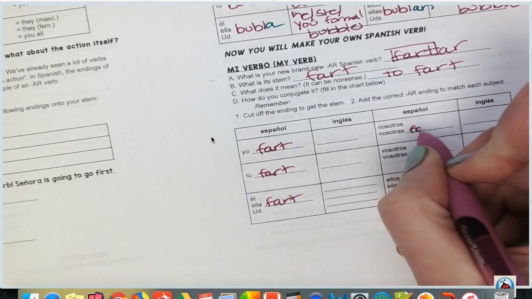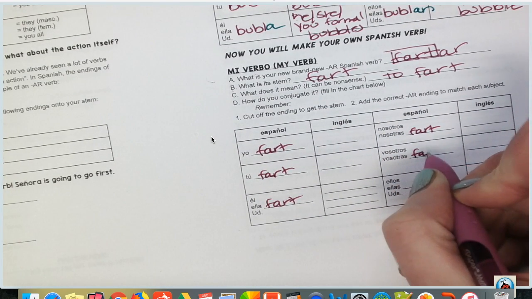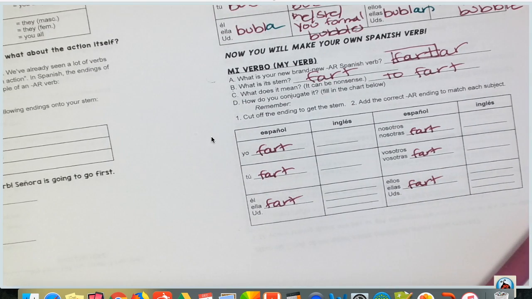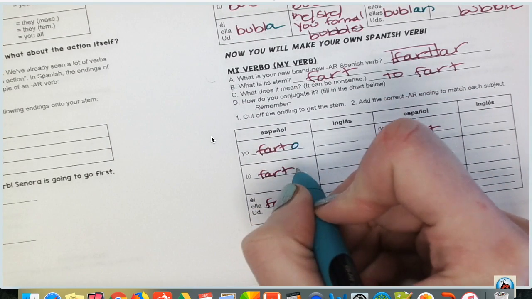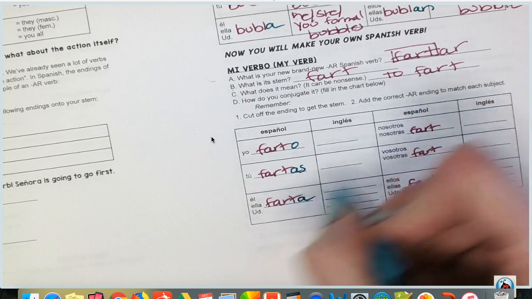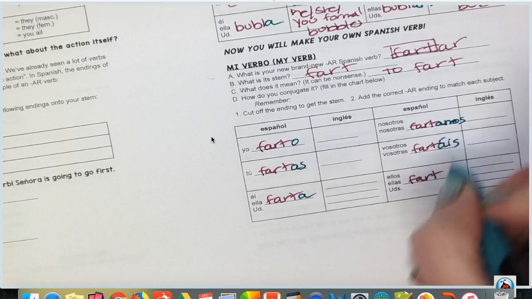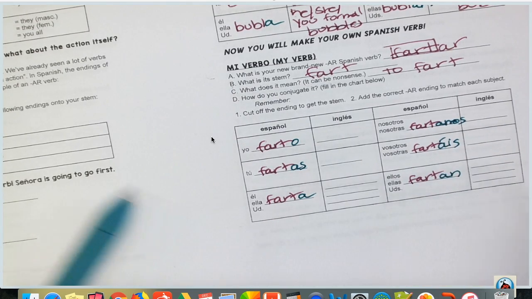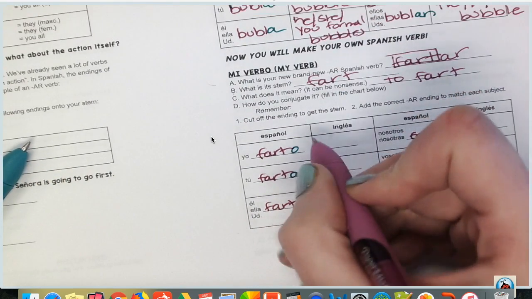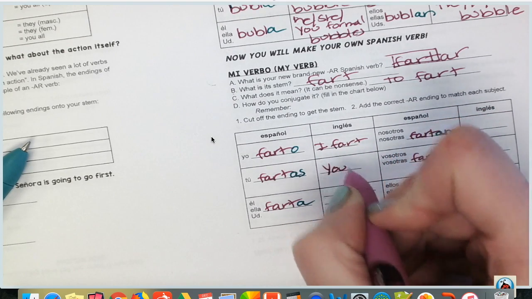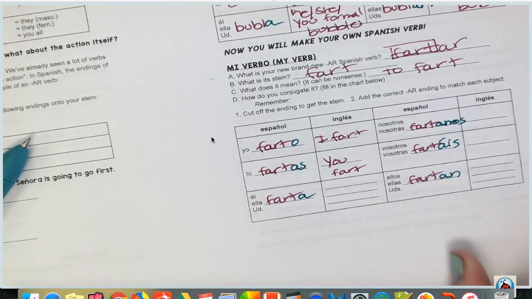And again, don't copy this down. You're making your own. I'm just giving an example of how this would work. So I've done my stem. Yo farto, tú fartas, él usted farta, nosotros fartamos, vosotros fartáis, ellos fartan. And then you'll take your other color and write them in English, like I fart, you fart, and so on and so forth.